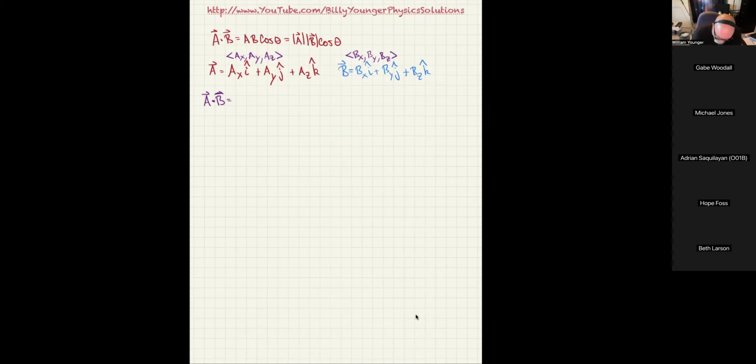Okay, so in this case, it's going to be a_x i-hat plus a_y j-hat plus a_z k-hat dotted with, I need b, sorry about that, b_x i-hat plus b_y j-hat plus b_z k-hat. Now, what does this mean? Well, it's the FOIL method.